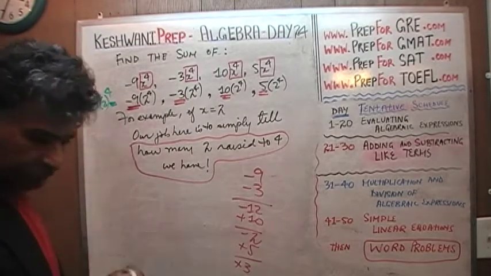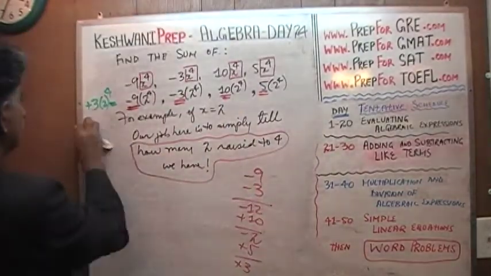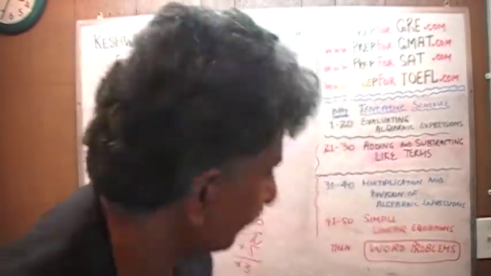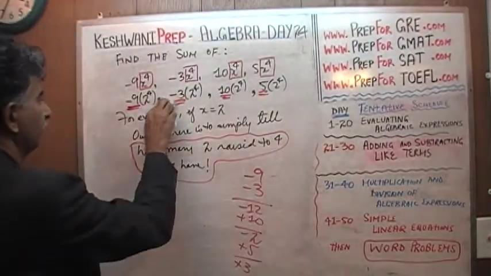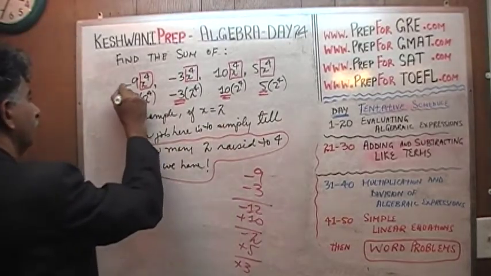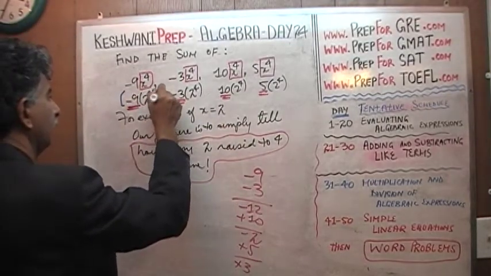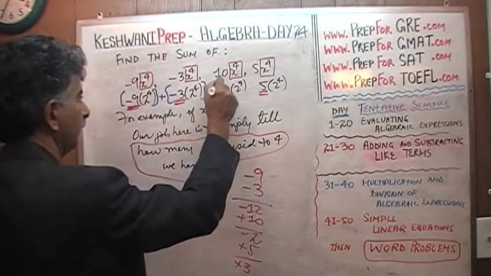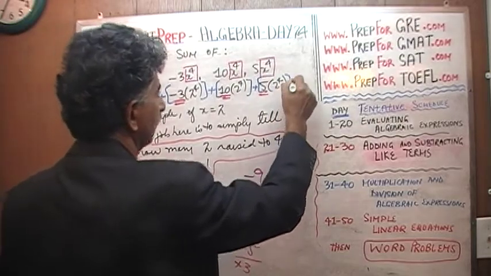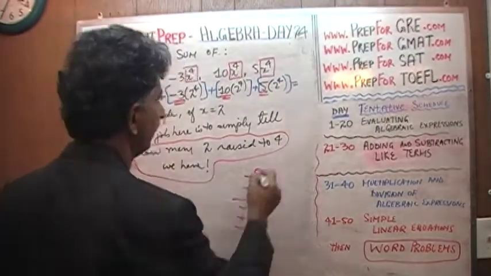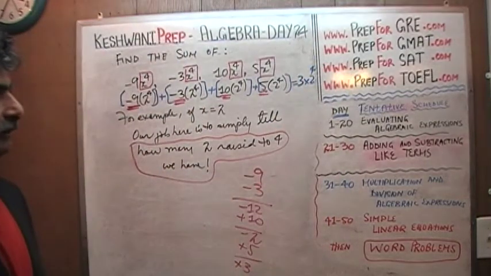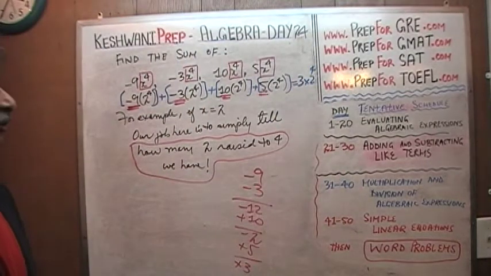The screen marker is terrible. So if you were to add them all up, which is what we are supposed to do here, this quantity plus this quantity plus this quantity plus this quantity equals 3 times 2 raised to 4. Voila. That's the answer. 3 times 2 raised to 4. That's how many 2 raised to 4s we have.